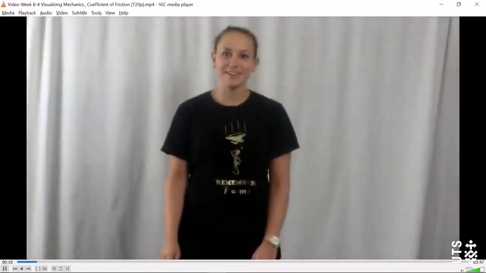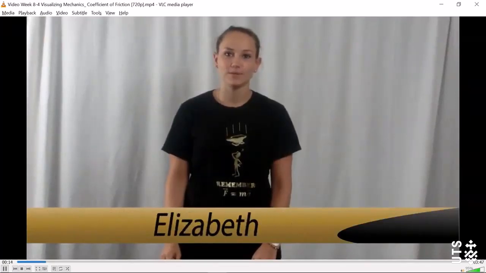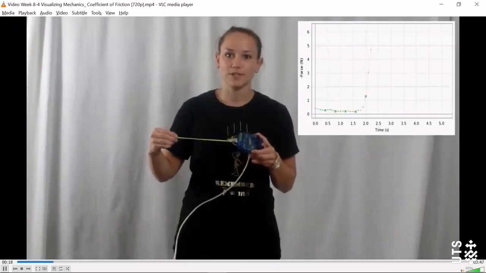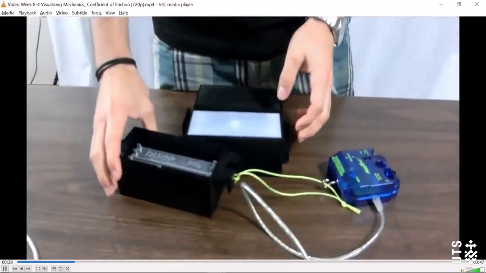In this video, we are going to analyze how the coefficients of static and kinetic friction affect the amount of force needed to make an object move. Here we have a force sensor. As you can see, as we pull on the string that is attached to the hook on the sensor, the computer reads off how much force is being applied to the sensor. We will use this to analyze the amount of force required to move carts with different coefficients of friction.